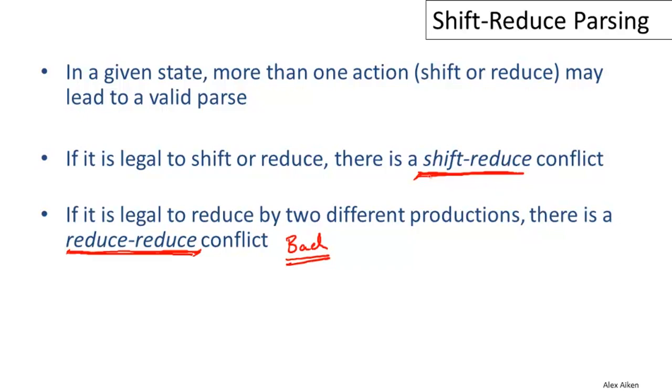But in general, if you have either one of these conflicts, it means that there's some state in which the parser doesn't know what to do, and you either need to rewrite the grammar or give it a hint as to what it should do in order to successfully parse your language.